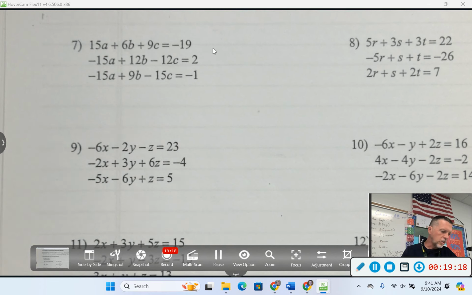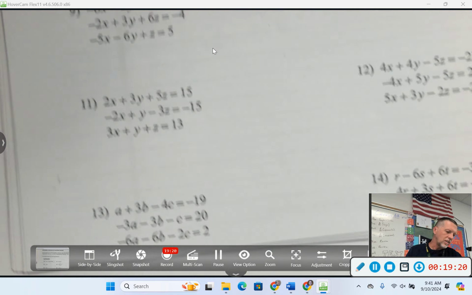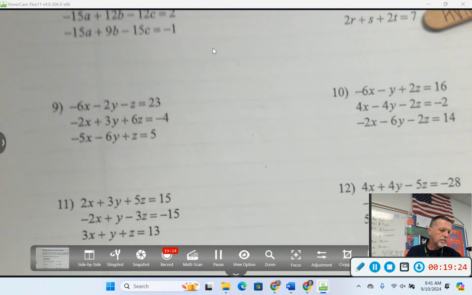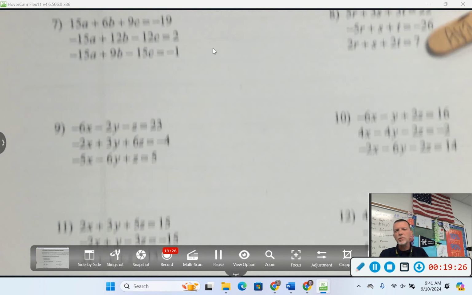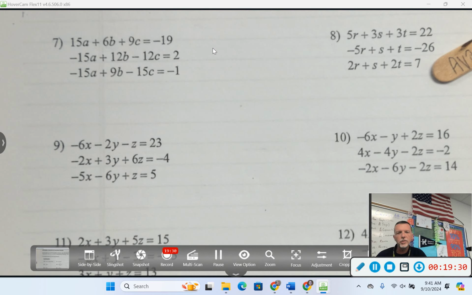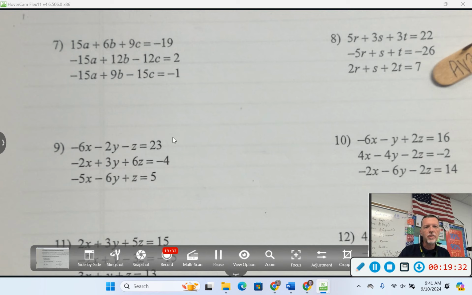So usually you can figure out which one is easiest to deal with. So that's kind of your first job, is which variable do I want to make go away first? Once that happens, then you're down to a 2x2, and then you're cruising toward an answer, hopefully.